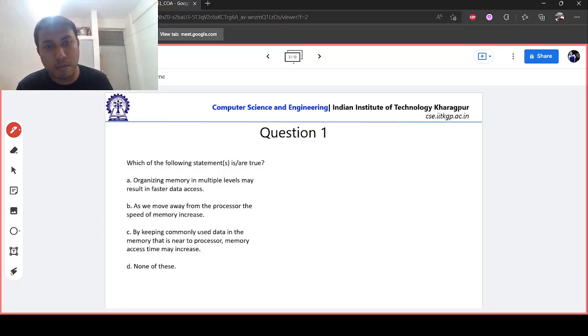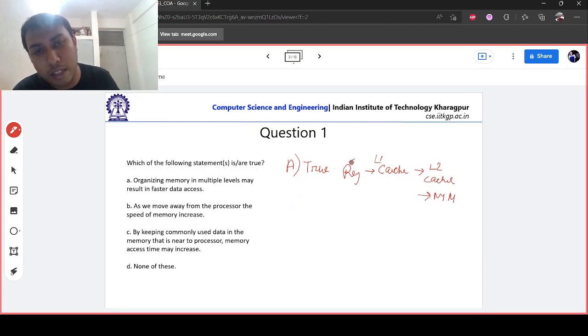So let's discuss each of the points one by one. First, let's discuss option A. Option A says organizing the memory in multiple levels may result in faster data access. So this statement is true. If you have followed the lectures, you know that in a computer the memory is stored in a layered way in multiple levels. The first level is register, then cache, I mean L1 cache, then L2 cache, and then main memory. As we have seen, the fastest among them is the register, then the L1 cache, then L2 cache.